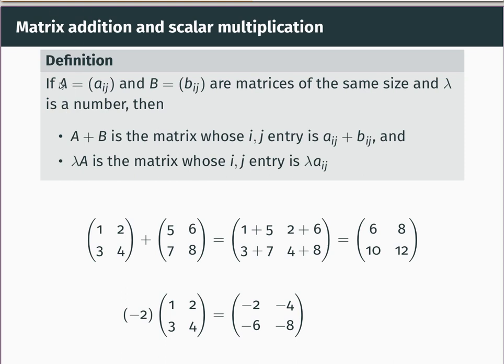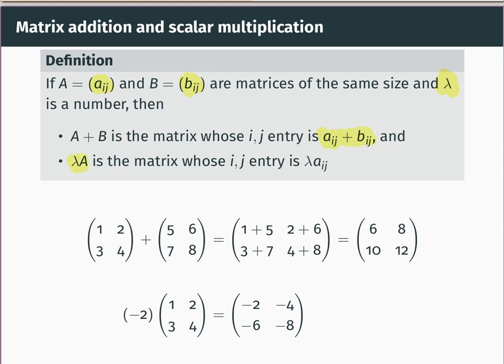So here's the definition. If we have a matrix capital A whose ij entry is little a sub ij, and we have another matrix B of the same size as A, so that means that A and B are both m by n for the same m and n. And if we have a number lambda, then A plus B is defined to be the matrix whose ij entry is Aij plus Bij. So in other words, to add two matrices, we simply add the corresponding entries.